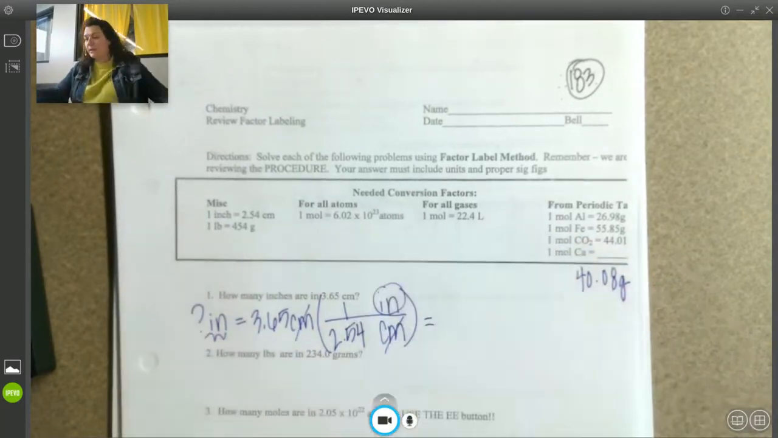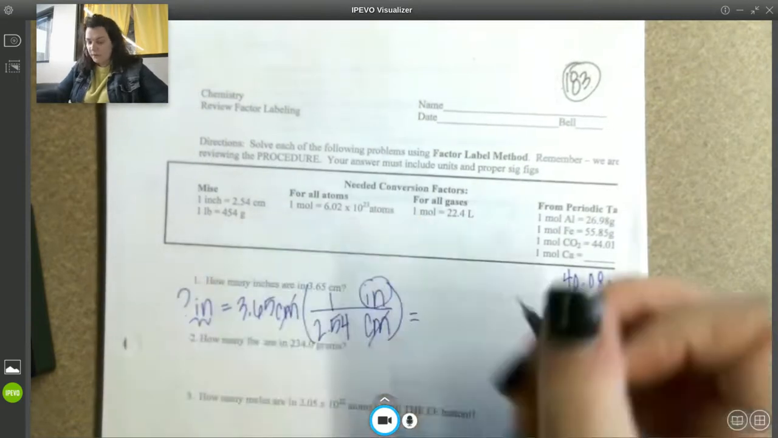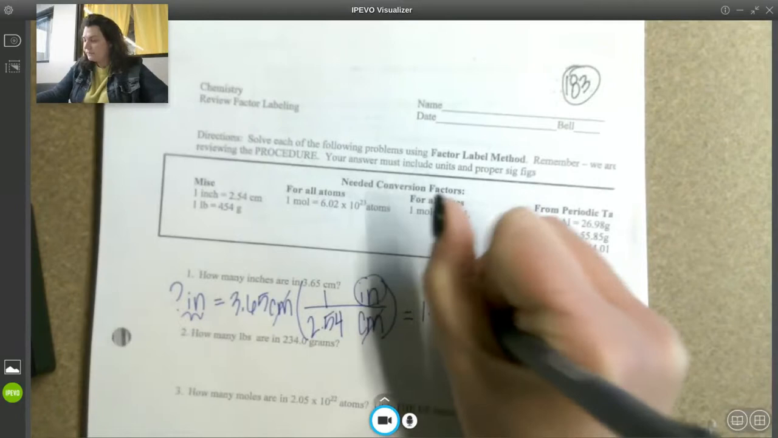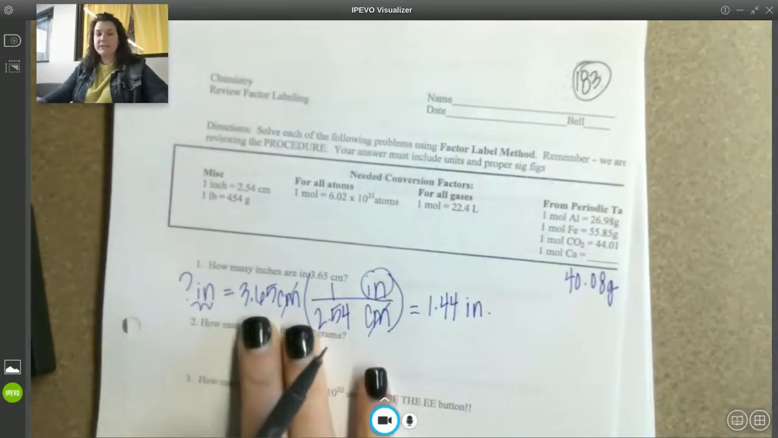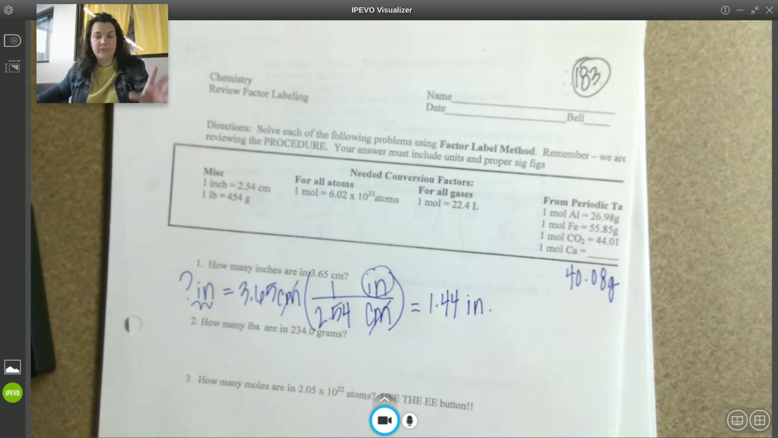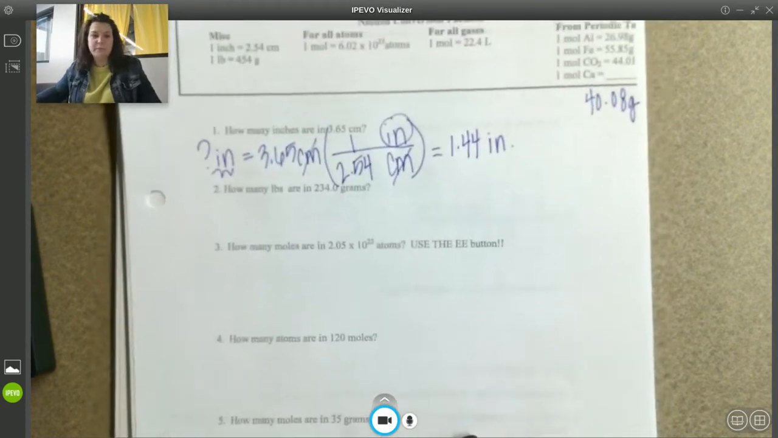So then I can plug this into my calculator. So I'm going to go 3.65 divided by 2.54. And I get, with 3 sig figs, because that's what I have here, 1.44 inches. So the 3.65 and the 1.44 inches is the same amount. It's just a different unit. Okay, I'm going to do one more so we can talk about the EE button.